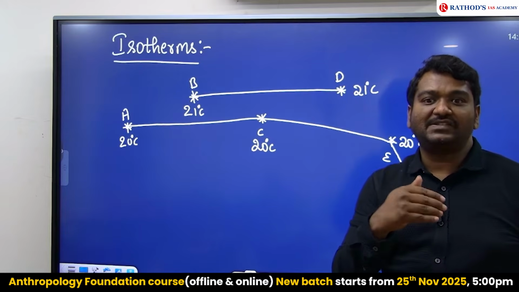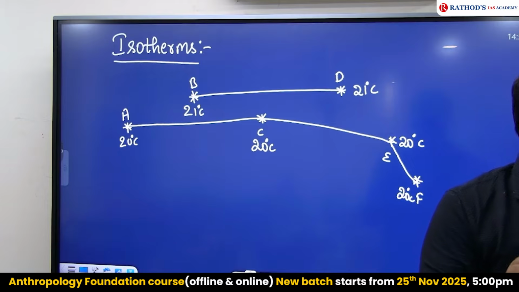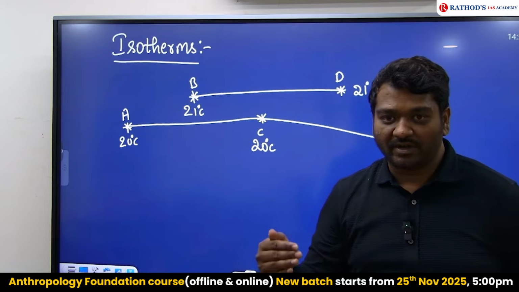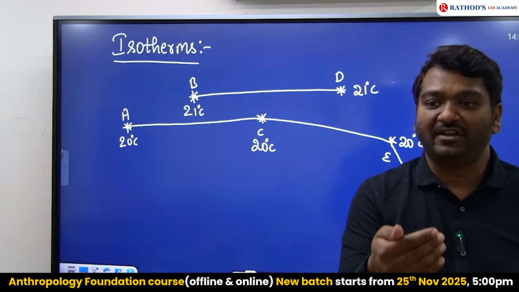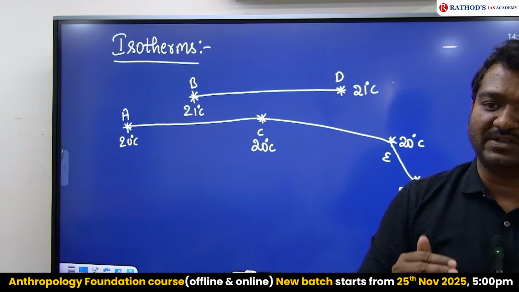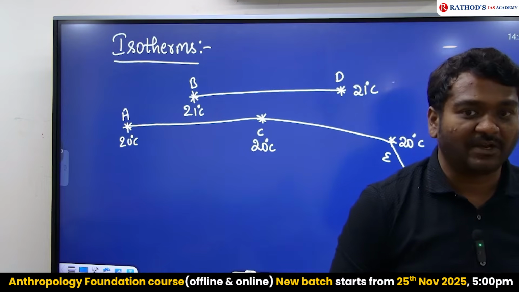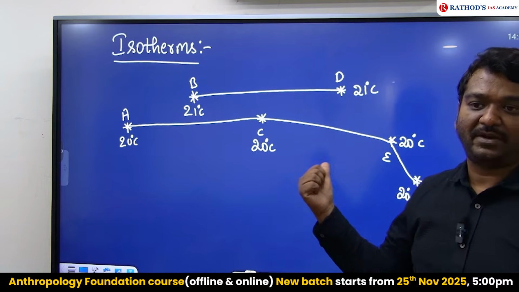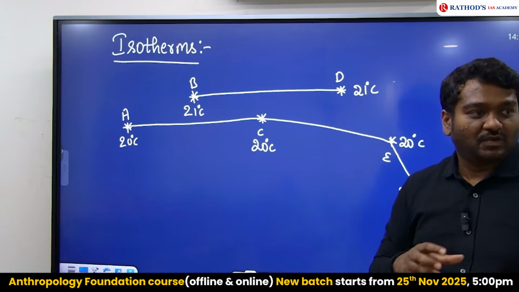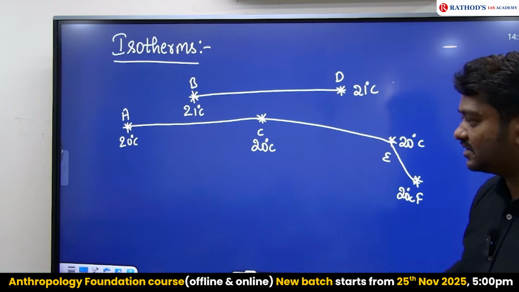Now, based on this, migrations will also happen. For example, in water bodies, if the temperature increases or decreases, fishes start migrating from one place to another. Birds start migrating from one place to another on the basis of temperature. So these aspects are very, very essential for us.